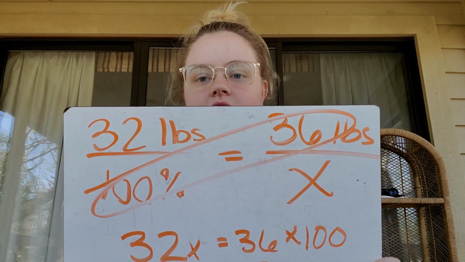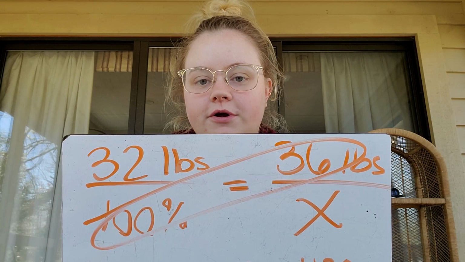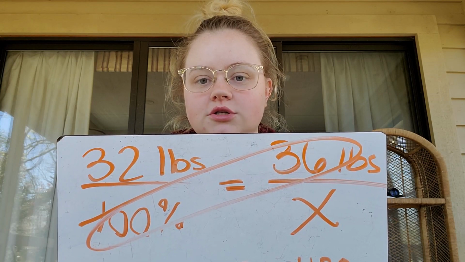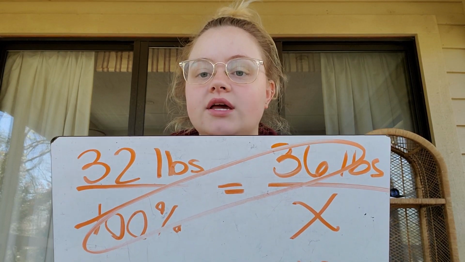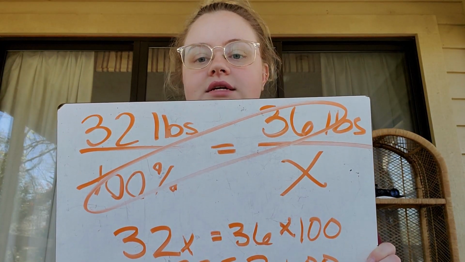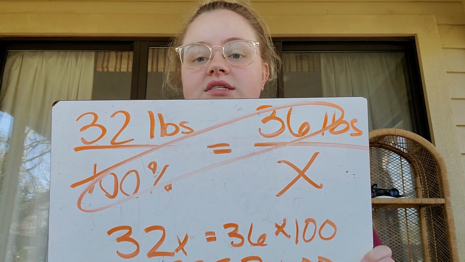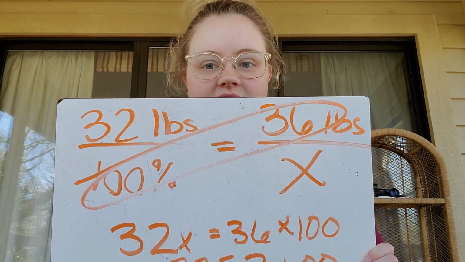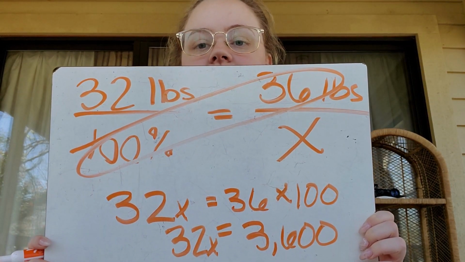So I started with my proportion of making 32 pounds my 100% and setting that equal to 36 pounds. And I want to know how much the pig's weight has increased in percents. This is called a percent change. What I did is I set up my equation, 32x is equal to 36 times 100, using my cross multiplying method.